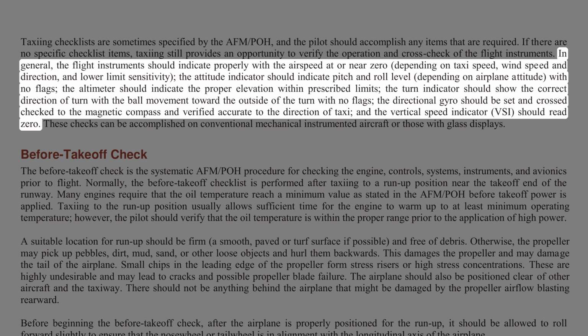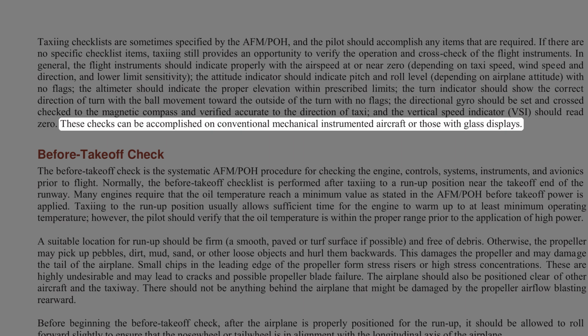The attitude indicator should indicate pitch and roll level, depending on airplane attitude, with no flags. The altimeter should indicate the proper elevation within prescribed limits. The turn indicator should show the correct direction of turn with the ball movement toward the outside of the turn with no flags. The directional gyro should be set and cross-checked to the magnetic compass and verified accurate to the direction of taxi. And the vertical speed indicator, VSI, should read 0. These checks can be accomplished on conventional mechanical instrumented aircraft or those with glass displays.